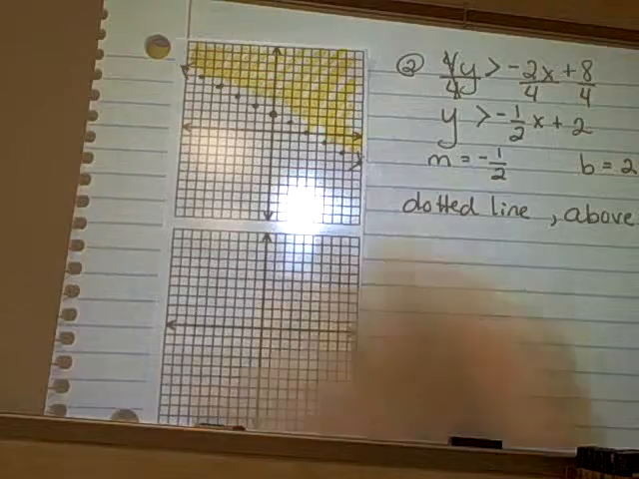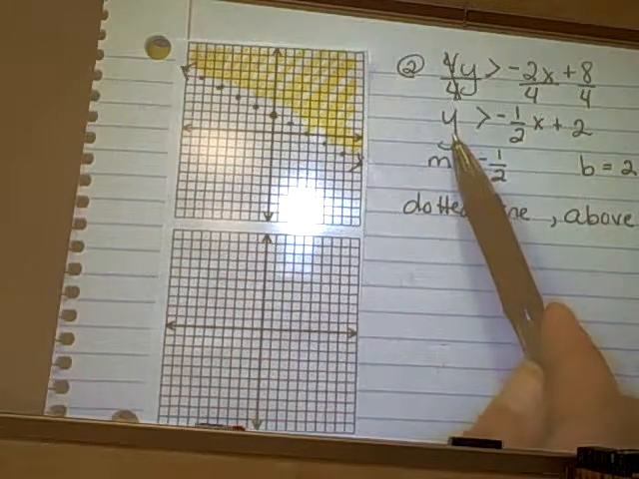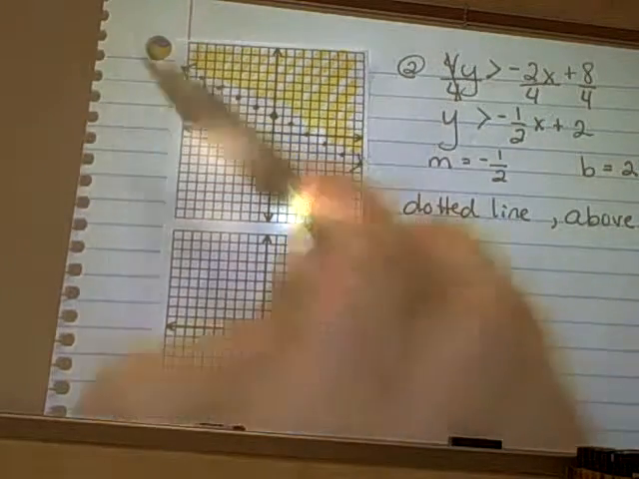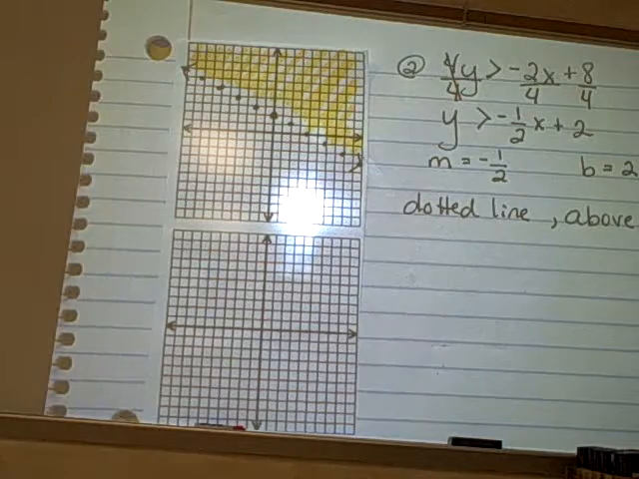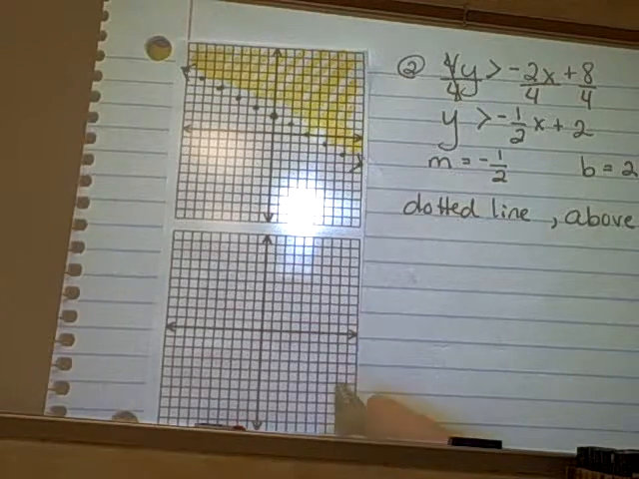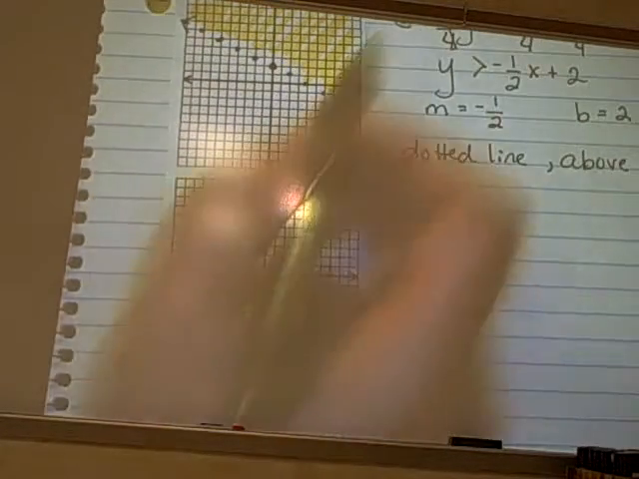Okay, what that means is any point in this yellow part, I could pick out and plug it here and here, and it would make this whole statement true. But if I pick one off of that line, it's not going to work. It will not be true, because it's not including the line. Everybody kind of understand how I'm doing that? The biggest challenge is switching it to y equals.